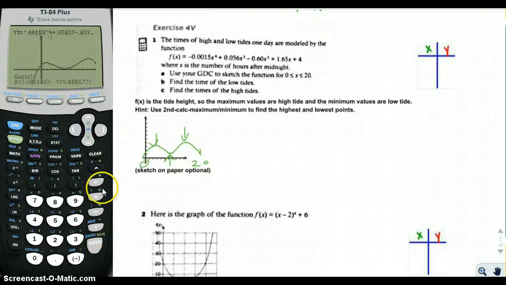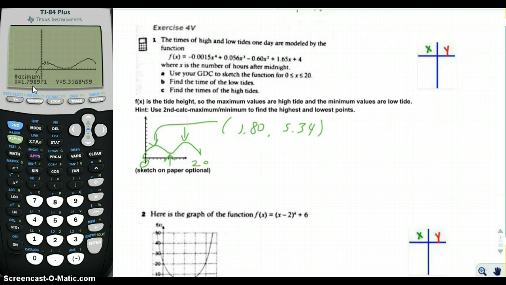Hit enter. And then it says guess. You just go ahead and hit enter again. And then it thinks a while, and then it tells me that the maximum, this bump here, has a certain point, which is 1.798. So 1.798 is actually 1.80 to three significant figures. And the y is 5.34.